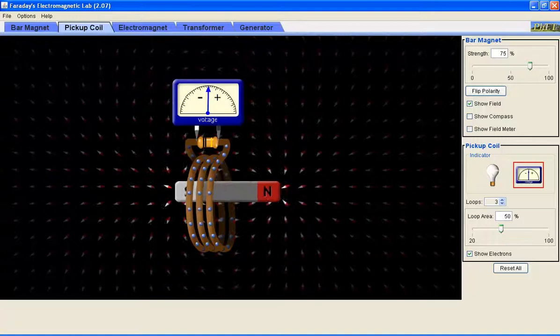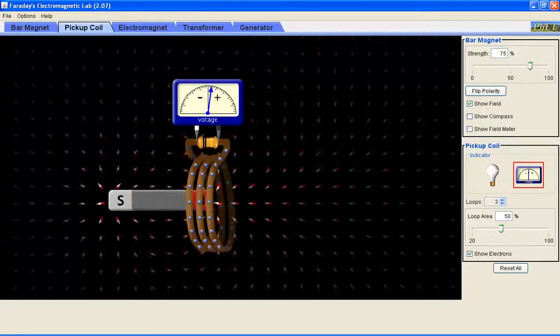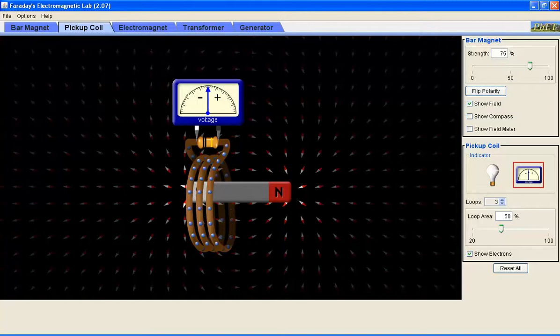The reason is that when you increase the number of loops, you're also increasing the number of electrons. So the greater number of electrons corresponds to a higher current, thus a higher voltage. Okay, thank you.